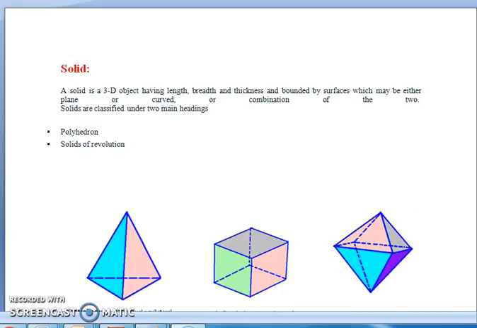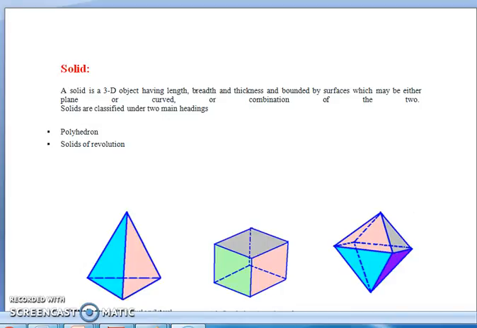Solids are classified into two types, polyhedron and solids of revolution. Polyhedrons are again classified into regular polyhedron and other polyhedron. A regular polyhedron is a solid bounded only by plane surfaces, that is, faces. Its faces are formed by regular polygons of the same size, and all its dihedral angles are equal to one another.